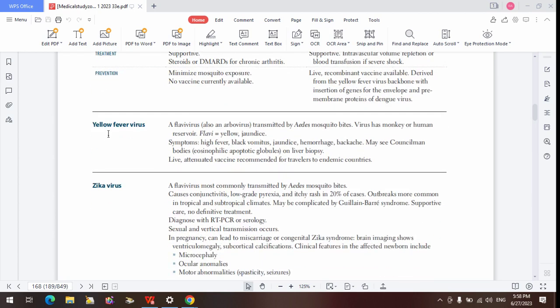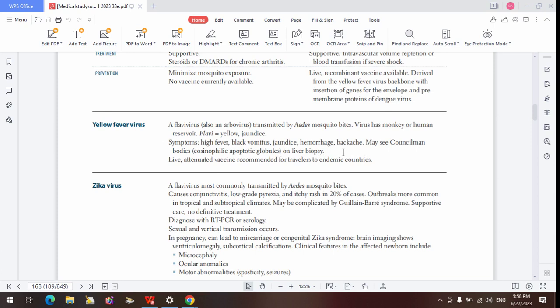Yellow fever: flavivirus, Aedes, monkey and human reservoir. What do they present with? High fever, black vomitus, jaundice, hemorrhage, and backache. We've talked about it. It affects the liver, so it causes jaundice. It causes coagulopathy, leading to bleeding in the nose, in the GI tract, in the small intestine, everywhere.